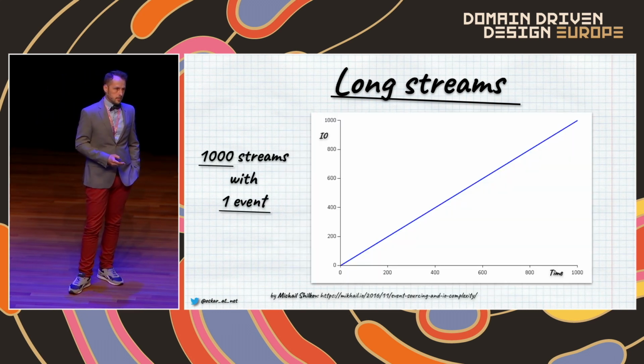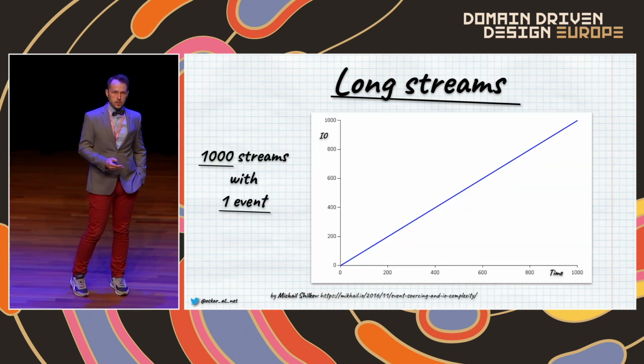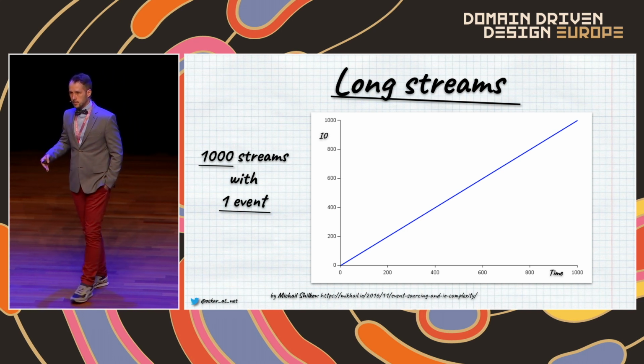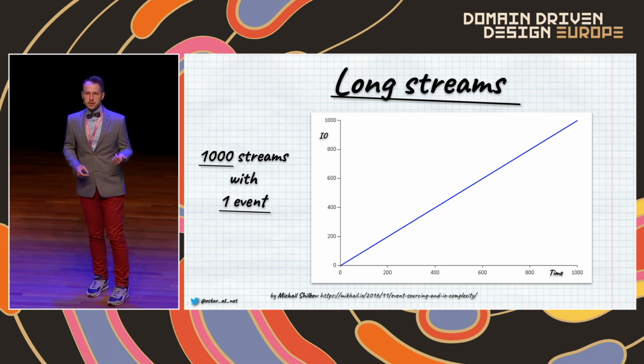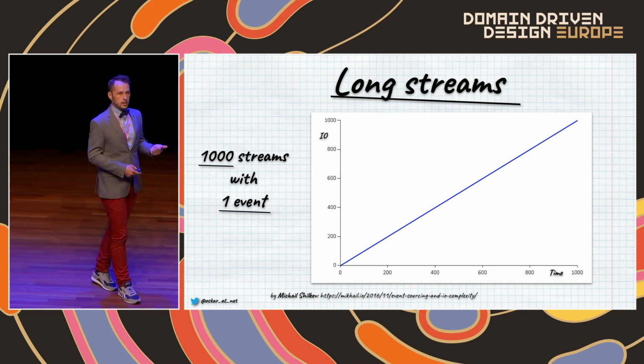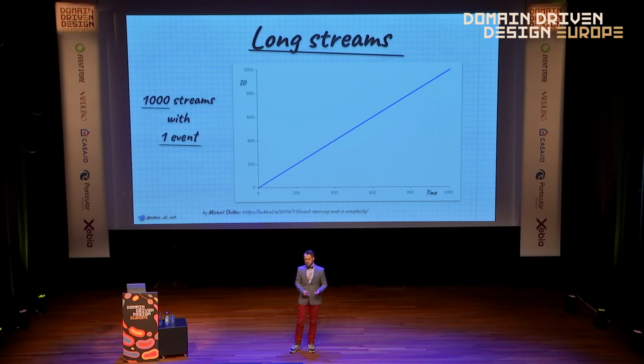And why is it important? Mikhail Shilkov, on his blog, did a nice thought experiment. He said that reading one event or appending one event is one I/O operation. So when you are appending one event after your business logic, or reading events from the stream, if it has one event, that's one I/O. So if we have only one event in the stream, then we have just a linear operation growth over time, because we are just appending one event, and that's all.